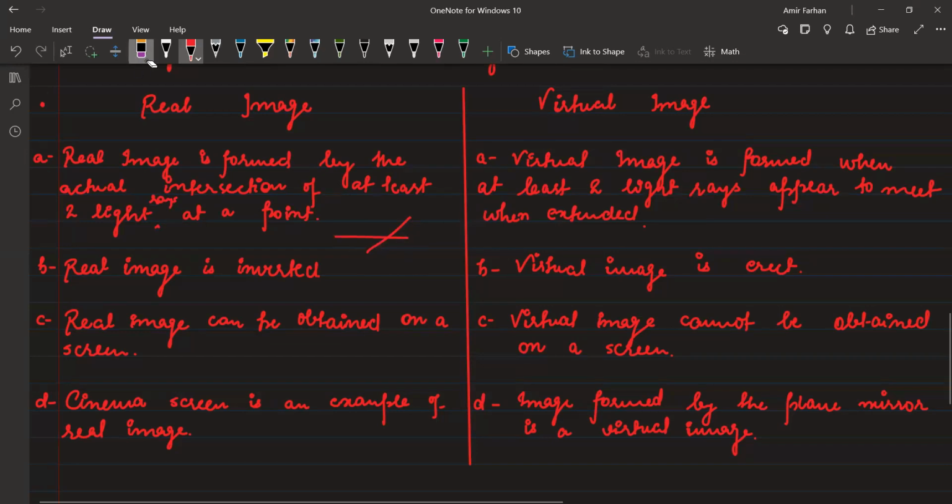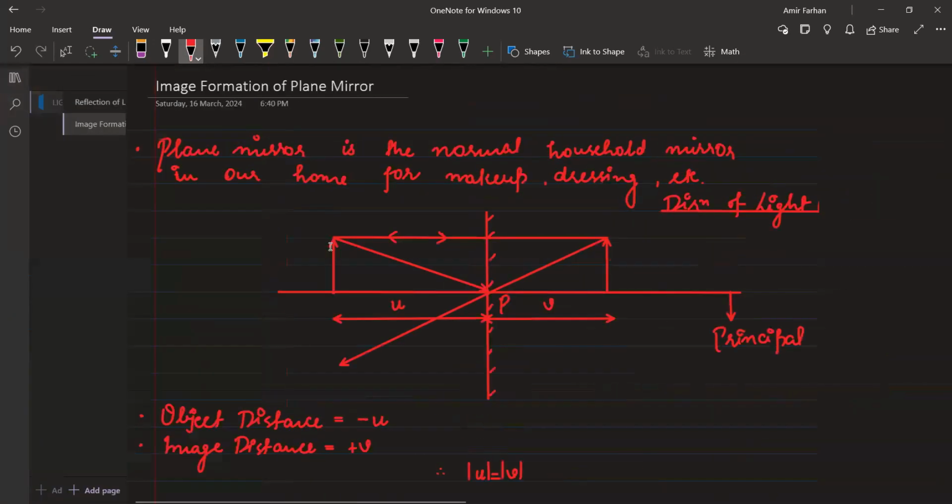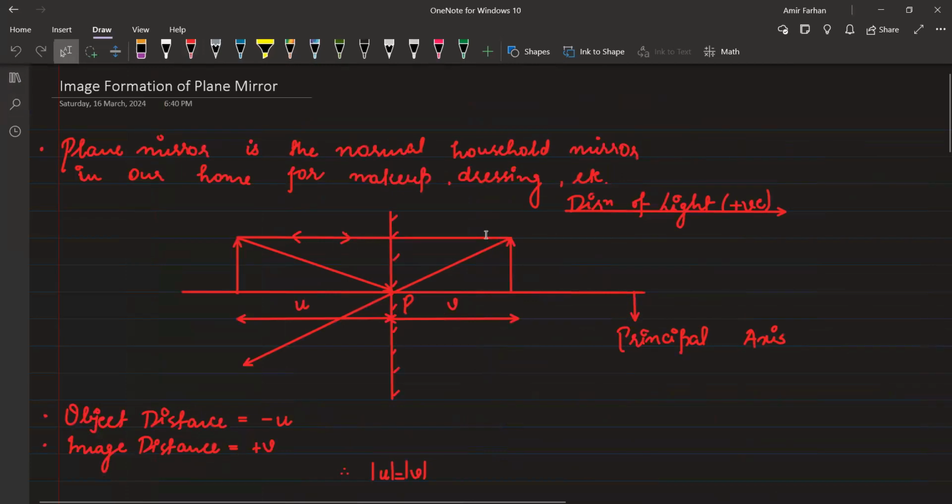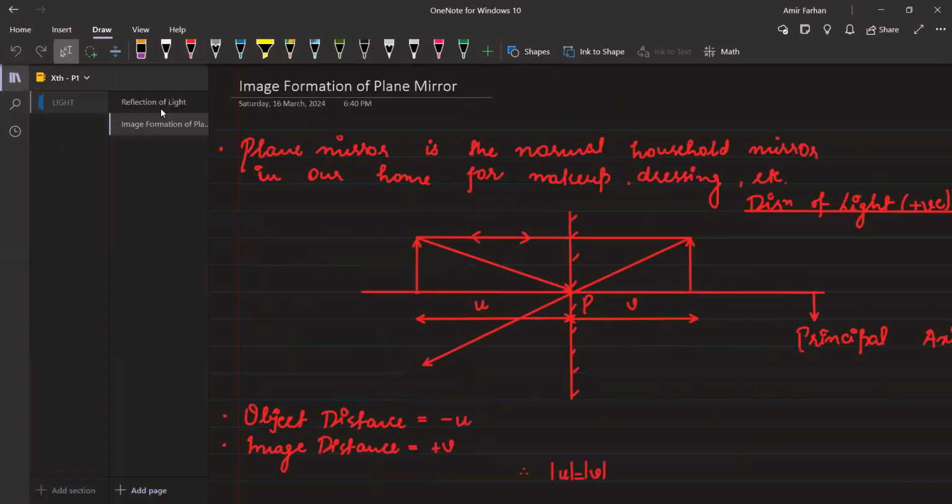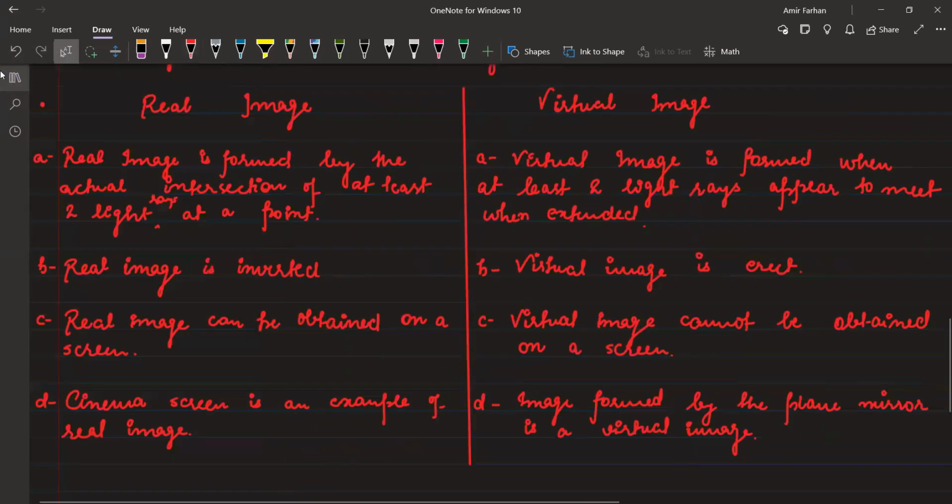Actual meeting, not like the plane mirror. You saw the plane mirror in the previous class. I think we have basically seen that in the plane mirror, this is not the actual intersection because we have just extended the line. Yes or no? Yes, sir. Okay. So in real images, the actual intersection happens. Clear?